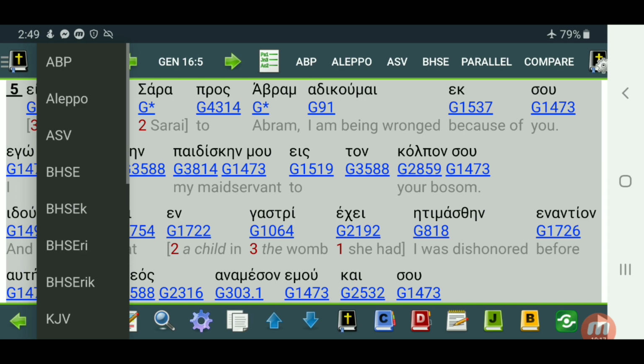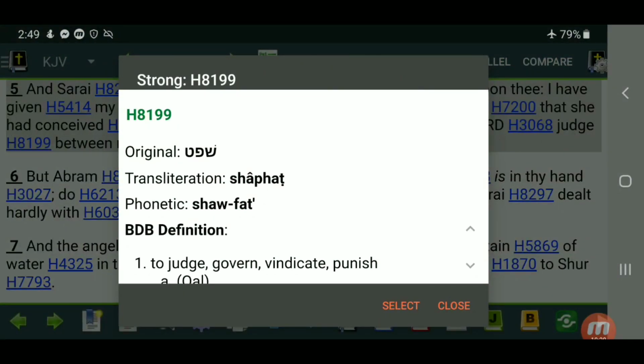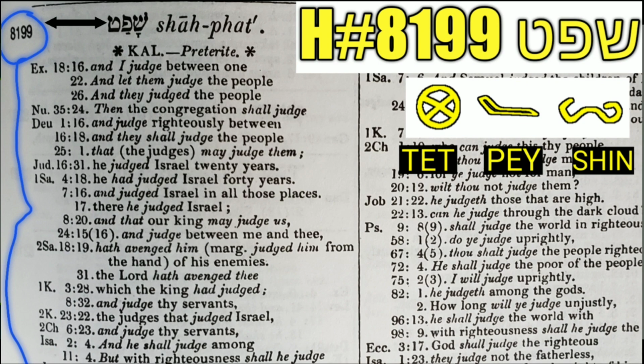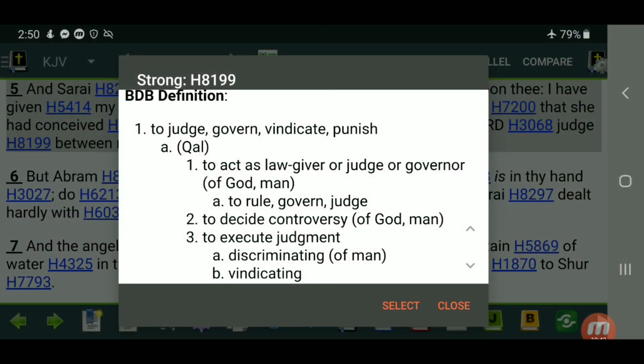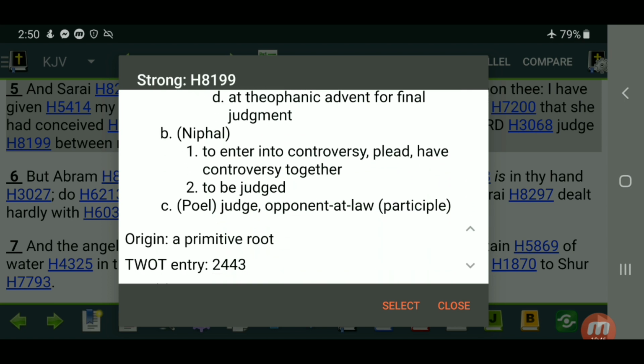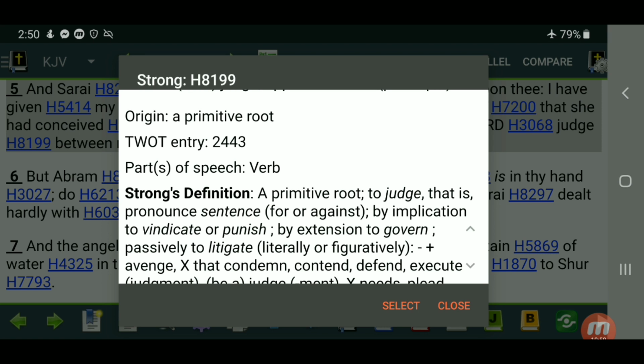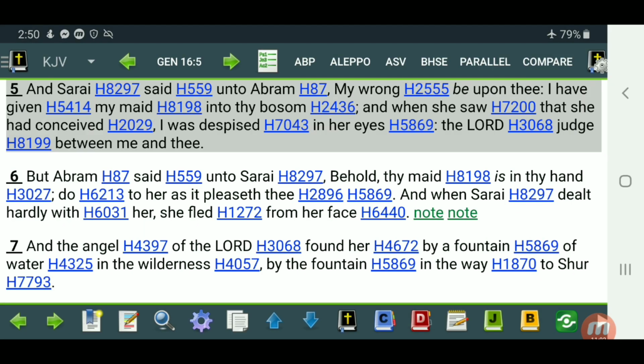So before we go any further, let me go back here and look at shafat on screen. We have Strong's Hebrew number 8199, and I'll put up graphics on the screen for you to see the pictographic form, their names, and some other cool graphics for you to pause the video, write down, draw, whatever. Shafat, the Brown Driver Briggs: to judge, govern, vindicate, punish, to act as a lawgiver. So you see how the Brown Driver Briggs describes this word in its definition. Then we have the Strong's definition: a primitive root to judge, that is, pronounce a sentence, for or against. By implication, to vindicate or punish. By extension, to govern. Passively, to litigate. So really an interesting definition here.